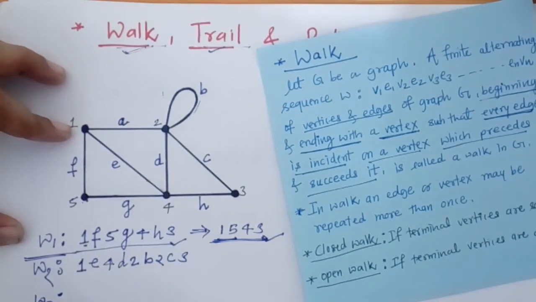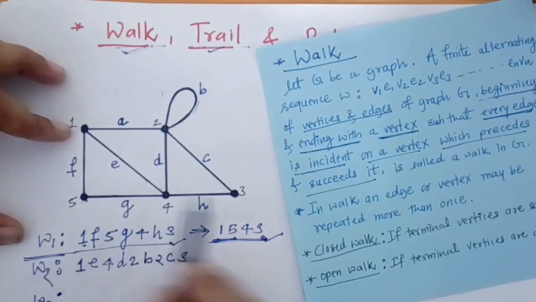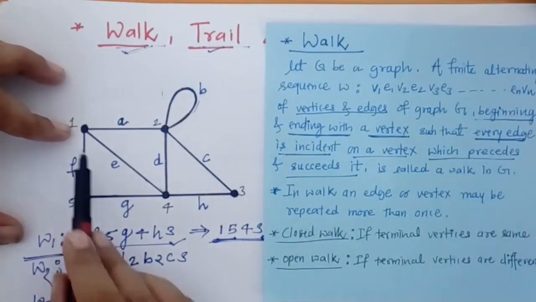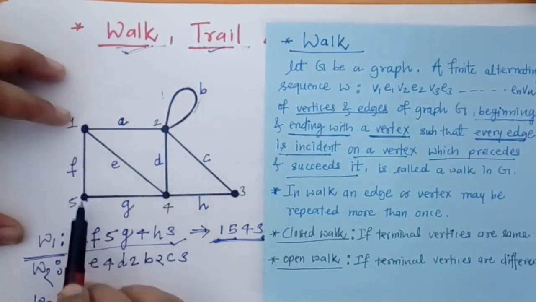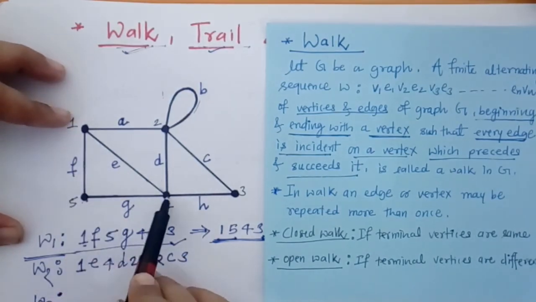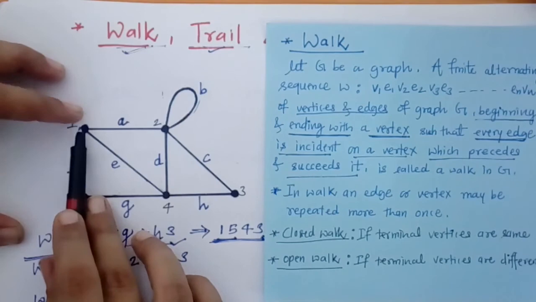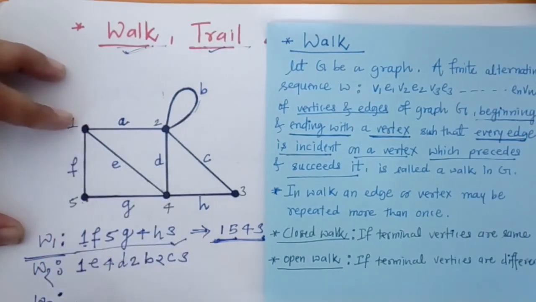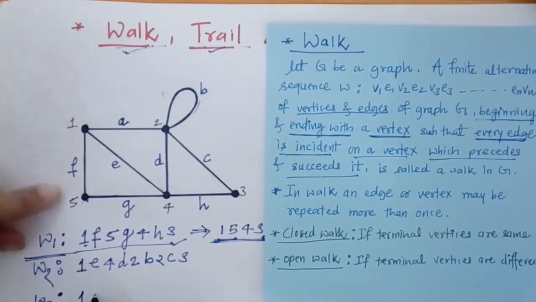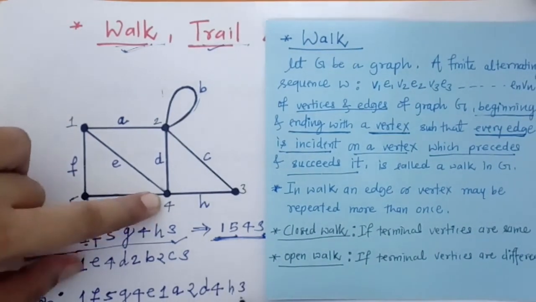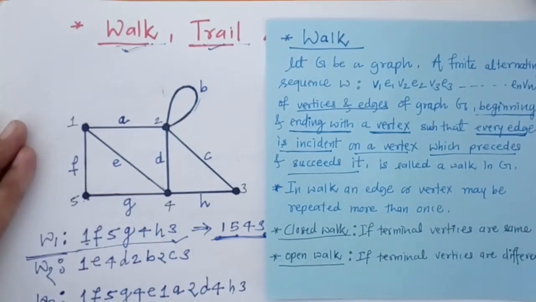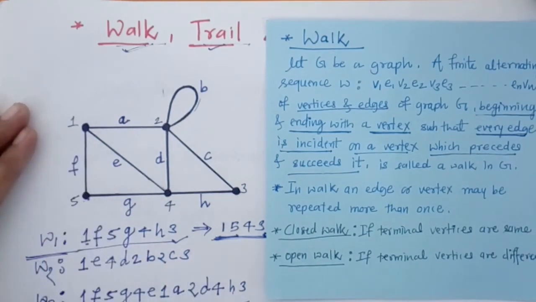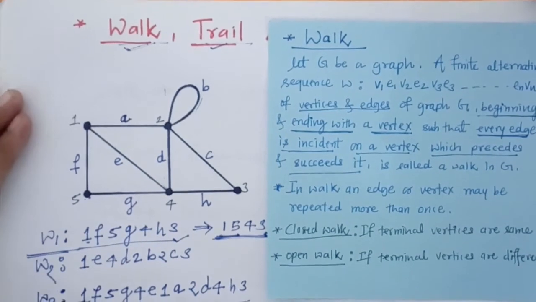Okay, now here we have to find another walk from vertex 1 to 3. Yes, we can travel from 1 to 5, then again 4, again we can travel to vertex 1, then again 2, 4 and 3. So we can write this as 1, and the last one is vertex 3. Okay, so this is another way we can travel from vertex 1 to 3. So this is simply a walk.